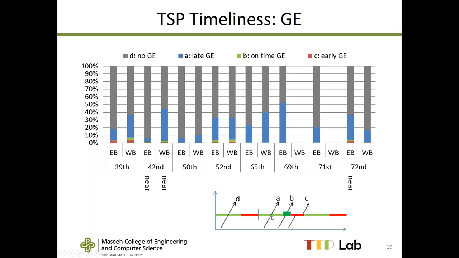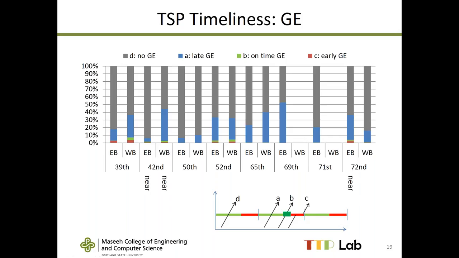Then we could have the case where the bus, trajectory A, was crossing during the green, and the system granted a green extension, but that was late, so it was after the bus crossed the intersection. Then we have case B, an on time green extension, meaning that the bus was requesting green extension as it was approaching the intersection, and it was granted on time, so the bus was able to benefit from it. And finally, we have case C, where the bus was approaching, but was not able to really take advantage of the green extension, because when the bus arrived at the intersection, the green extension had already ended and the bus had to wait for the end of the red phase to continue.